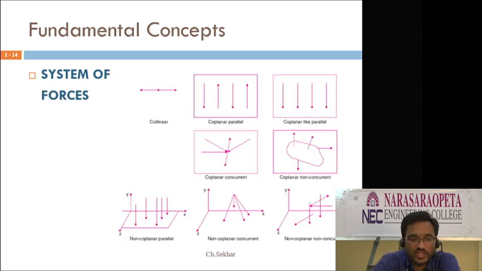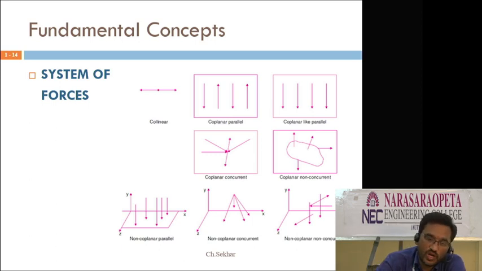Here, you are seeing a graphical representation of the system of forces. You are observing the collinear forces. Collinear forces mean the lines of action of all forces lie on the same line. Here you are taking F1 and F2. The lines of action of these two forces are in the same line, so that is called a collinear force system.